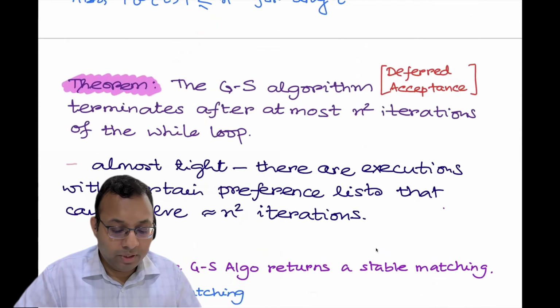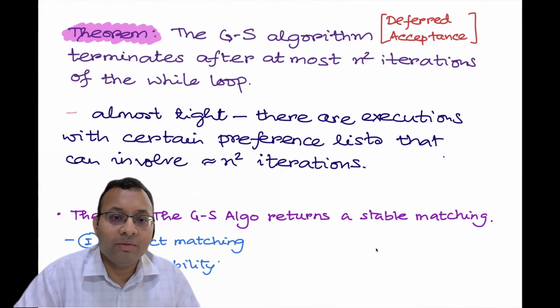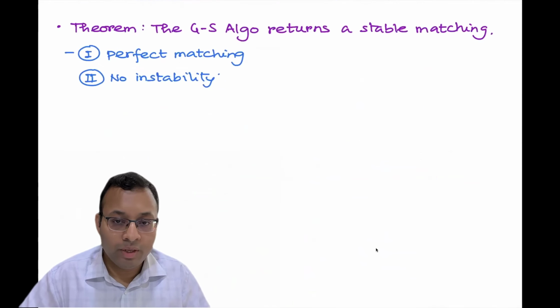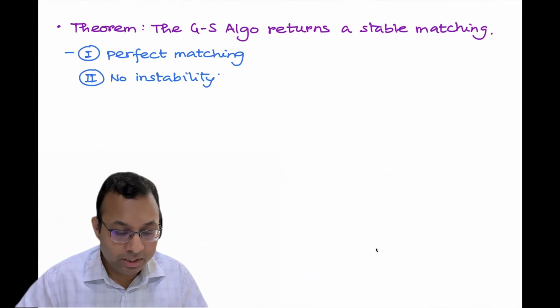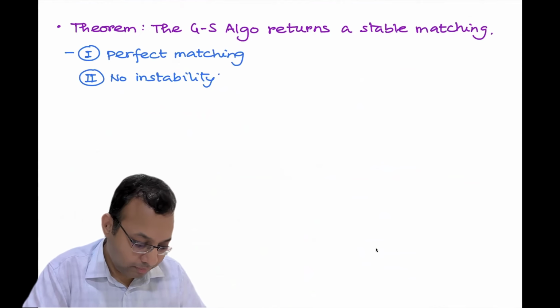That's the theorem. So we'll also call it the GS or Gale-Shapley algorithm, as well as the Deferred Acceptance Algorithm. It terminates after n squared iterations. Now what we have to show is that it's also a stable matching. So there is first, a perfect matching, and second, there is no instability. So let me write down the proof.